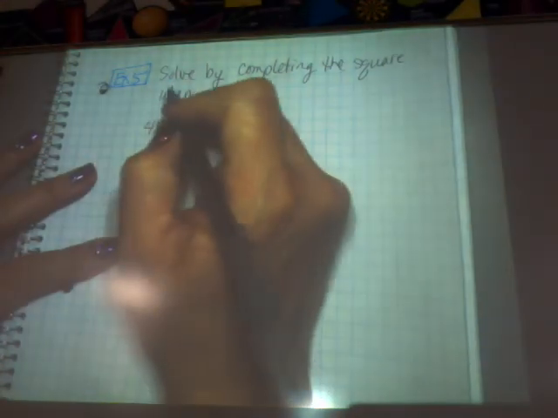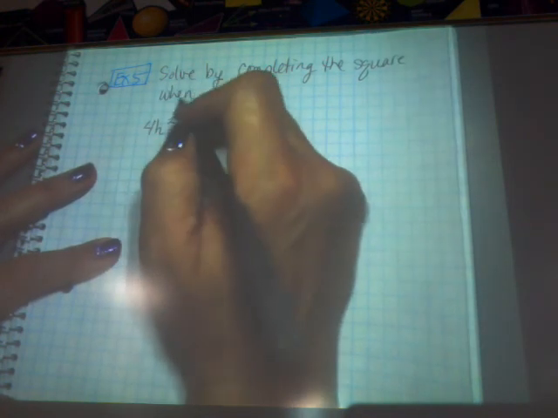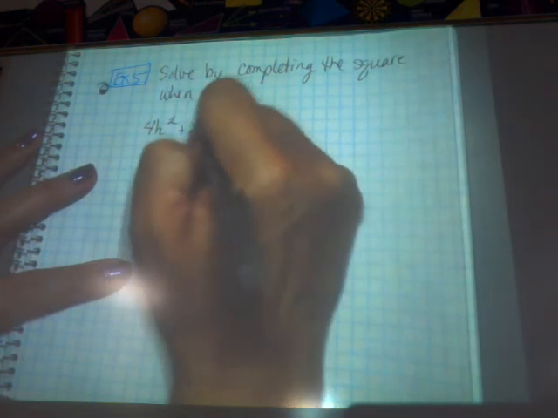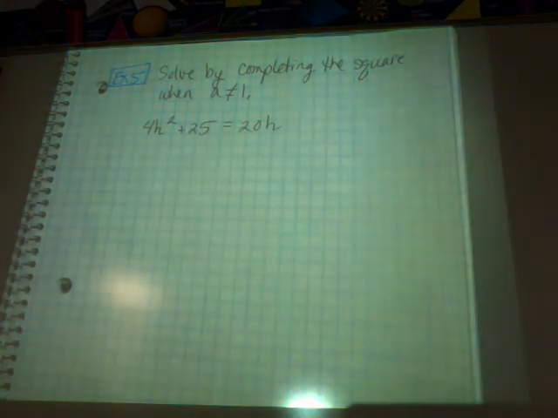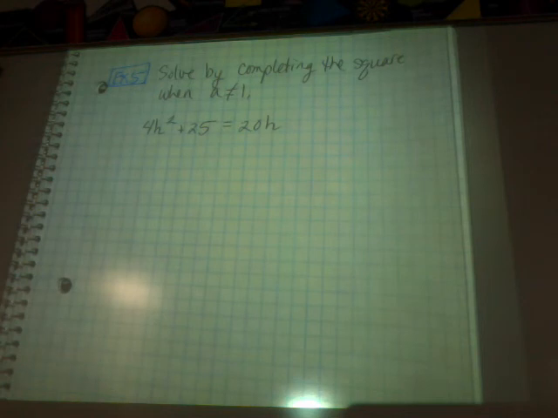So here we have 4h squared plus 25 equals 20h. This is all messed up, number 1. Tell me what's wrong here, other than that there's a 4 in front of the h. And don't let it bother you that there's h's. The h really is no different than what? X's, right? So I've got to throw in other variables in here other than x because you're going to see them.